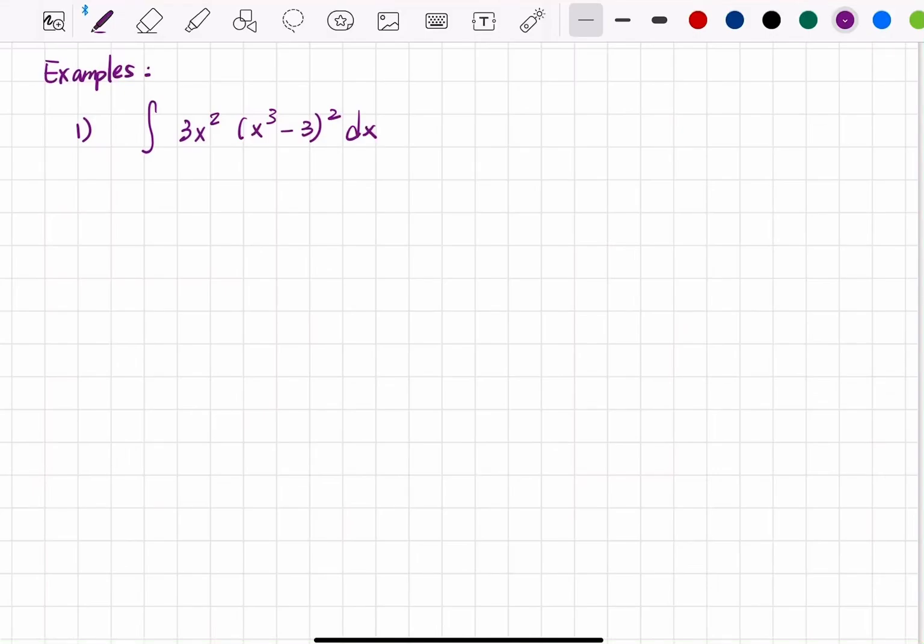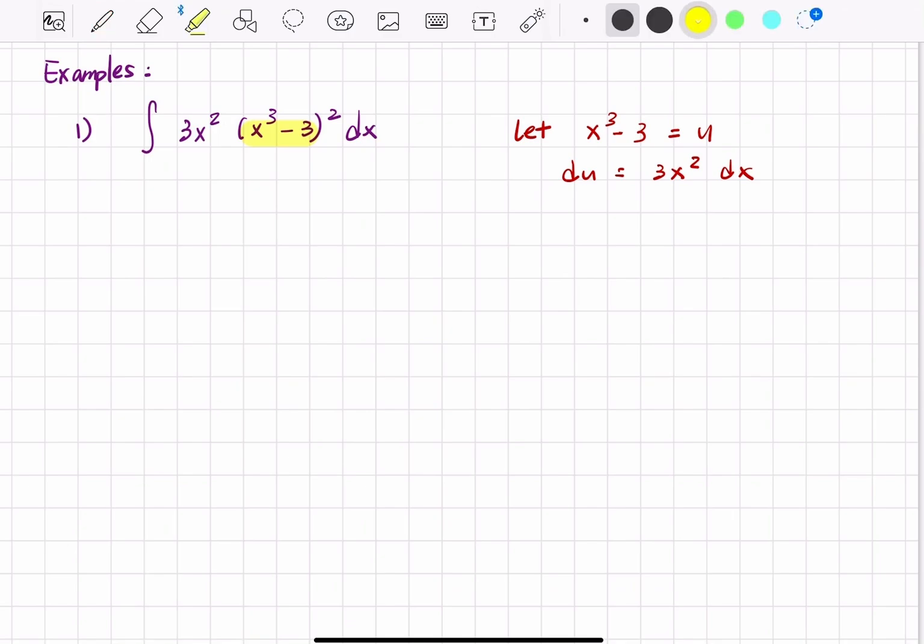We talked about the chain rule. Now let's look at some examples. The first one, we want to integrate 3x squared times (x cubed minus 3) squared dx. We can see that we have an inner function, which is x cubed minus 3. So let's let the inner function, x cubed minus 3, be u. Then du is going to be 3x squared dx.